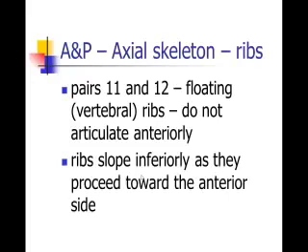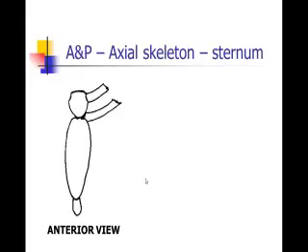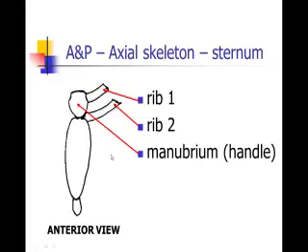Okay. Also, try to have a skeleton present when we're doing this lecture so you can see this. The ribs do not go straight across. They slope inferiorly as they proceed anteriorly, so they're going at an oblique angle. And so here we have rib 1, rib 2. This is going to be the right manubrium or handle. And then this joint right here is the sternal angle or the angle of Louis.